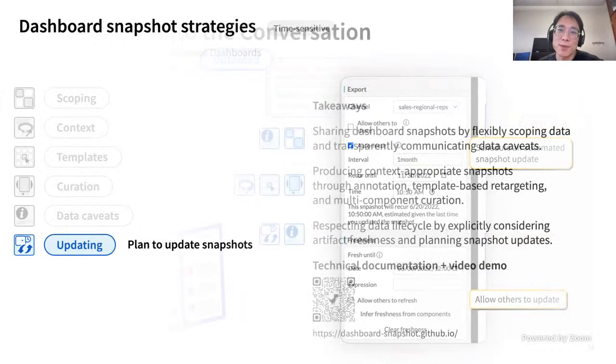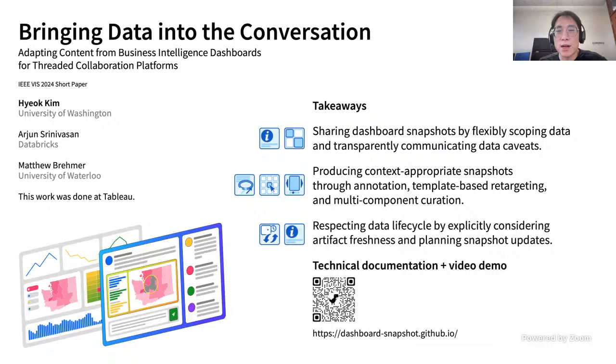This concludes my presentation. To get more details about our implementation of strategies and backing formalism, please visit our detailed technical documentation. This also includes a video demo of our implementation based on a use case.